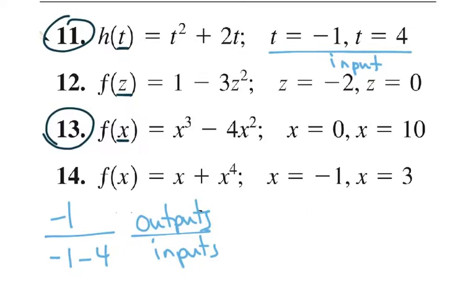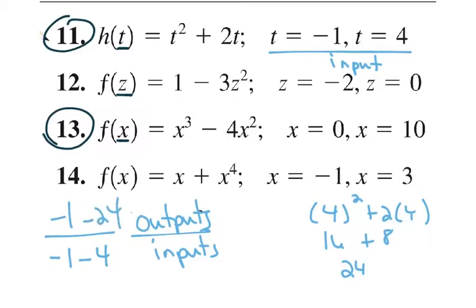I'm going to plug in 4. So I have 4 squared plus 2 times 4. 16 plus 8 is 24. Remember, in the average rate of change or slope formula, they're always being subtracted. So I end up with negative 25 over negative 5. Two negatives cancel and you get positive 5.